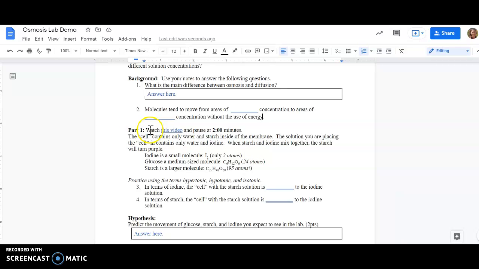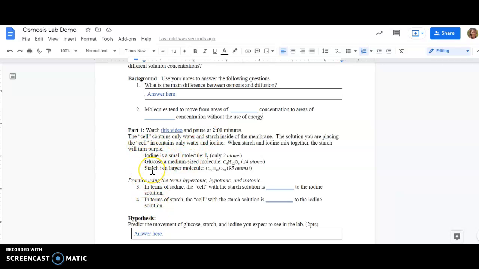If you look at part one, you are going to actually watch a video. You are not doing this lab. This lab has been done for you, and there's a video to watch and some really good explanations on what dialysis tubing is used for. So watch the video, start the video, and pause it at 2 minutes. After you've done so, answer the rest of these questions.